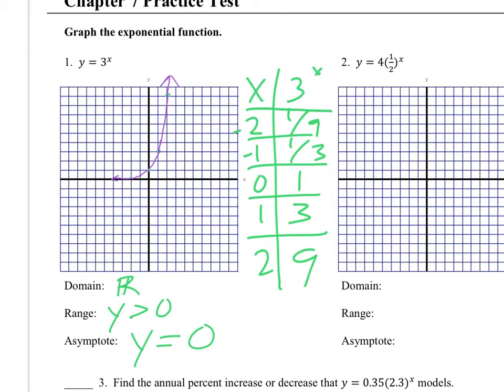Remember, that asymptote is the line that the graph approaches as you move away from the origin. And remember, these exponential functions, they will never actually cross their asymptotes. Some functions will, but not these. So that's number 1. We'll take a look at number 2 with the 4 times 1/2 to the x power.